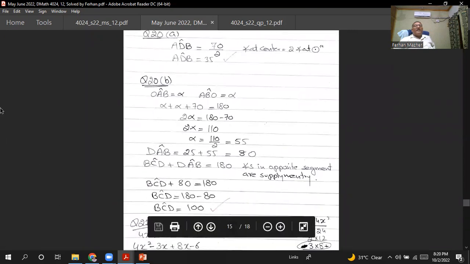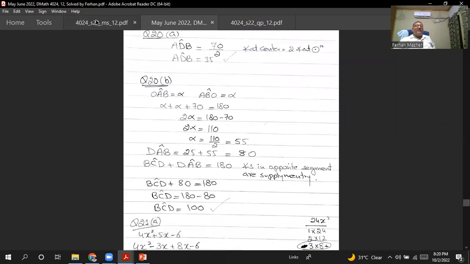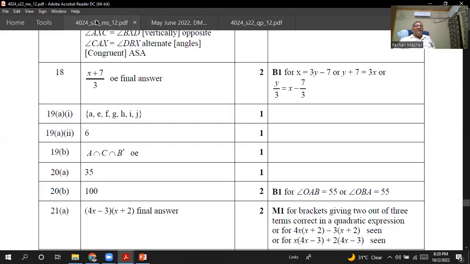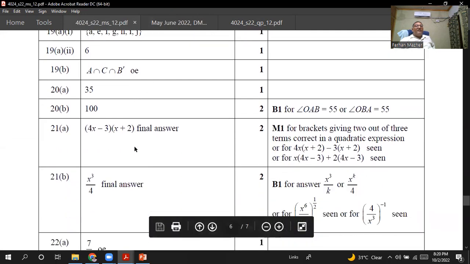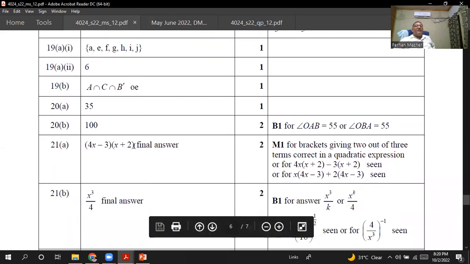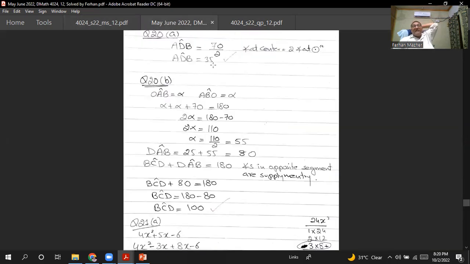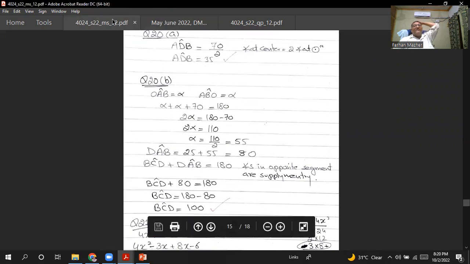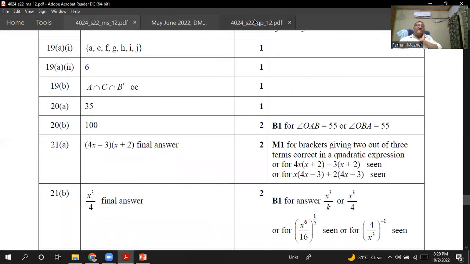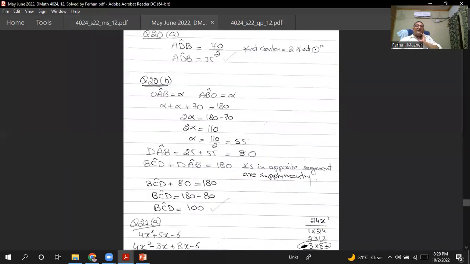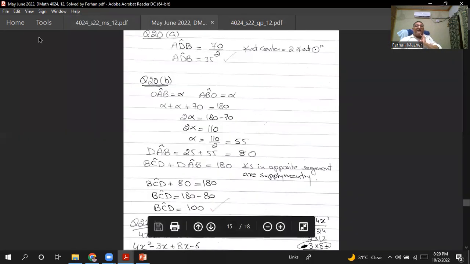So question number 20, A part and B part both are showing up on your screen. Let's check. The 20A part answer is 35, and the final answer is 100. Yeah, these are the answers. So our answers are right.